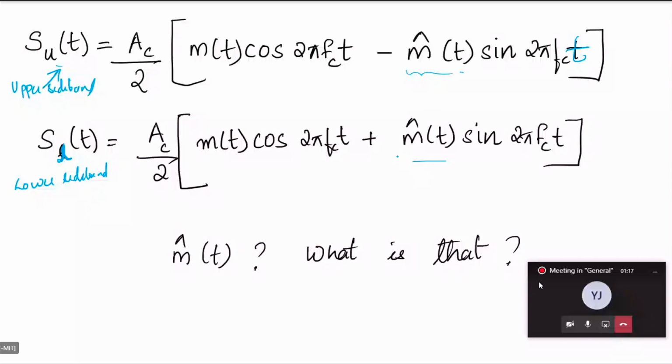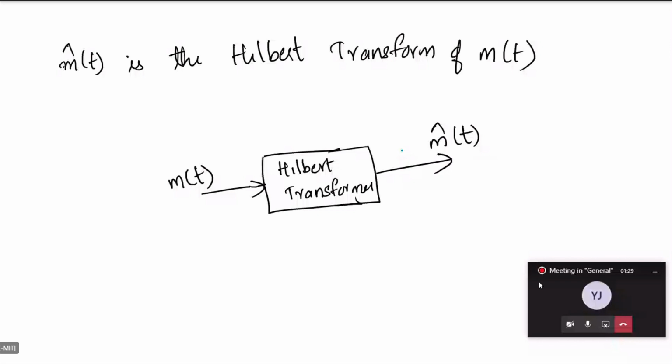Ma'am, is it a 90 degrees phase shifted version of m? Not exactly. m cap(t) is the Hilbert transform of m(t). So you have m(t), you have a Hilbert transformer, and whatever output that Hilbert transformer is giving, that is m hat(t). Okay, so this is a transform. Hilbert transform is a new transform which you are not aware of yet.